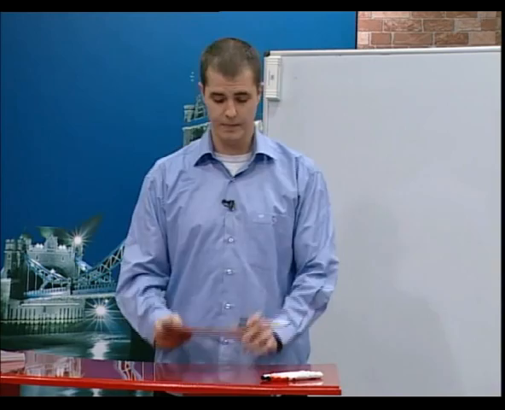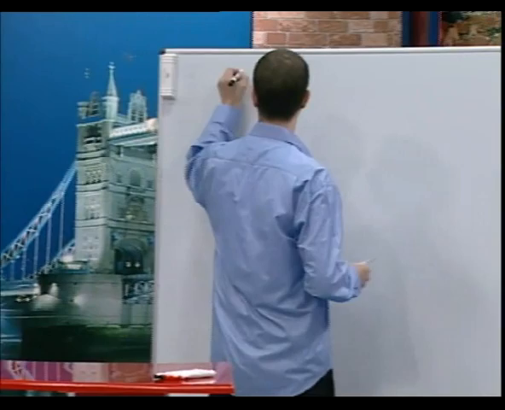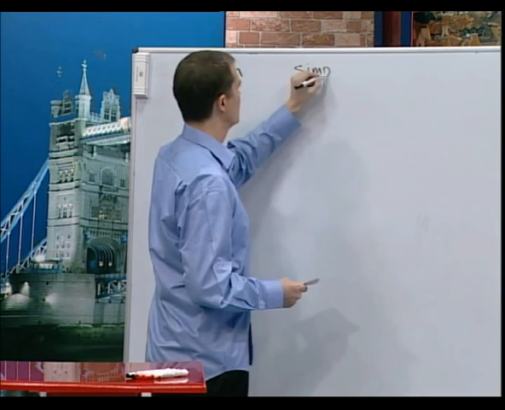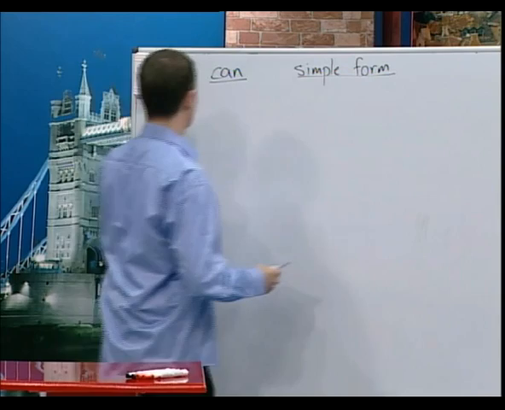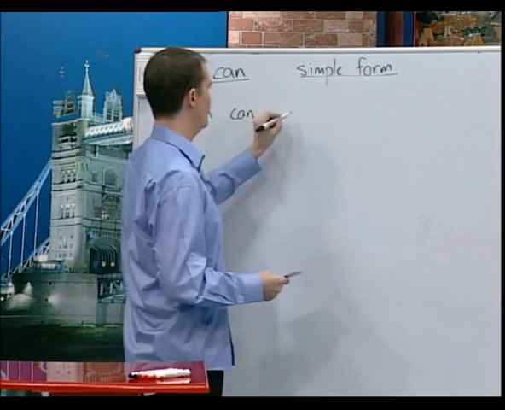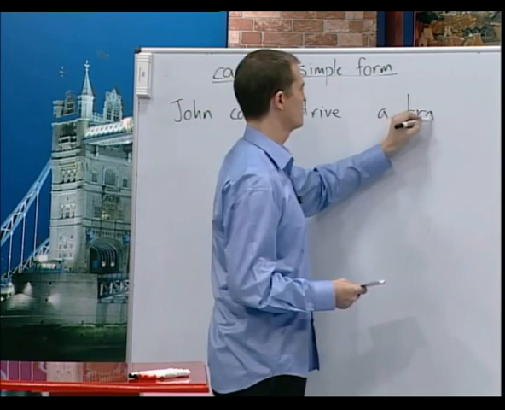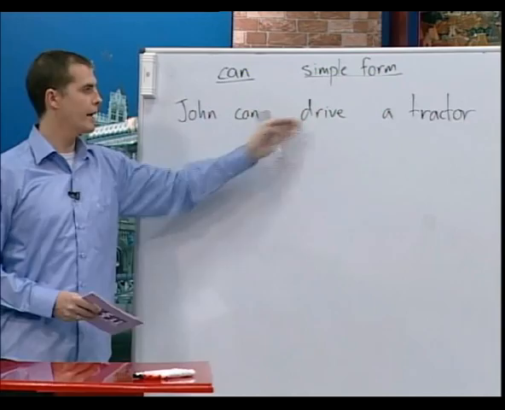Can expresses ability. You are able to do something because of a special skill. The simple form of the verb follows can. We have can, and then we have simple form. So it works like this. John can drive a tractor.